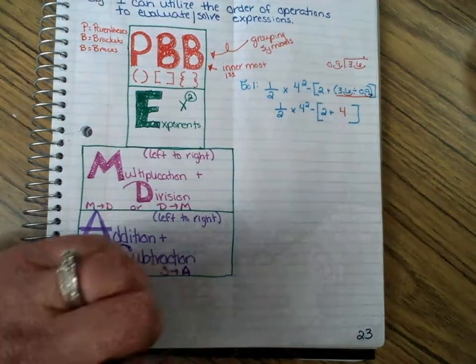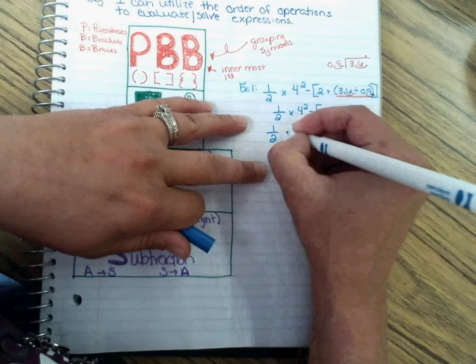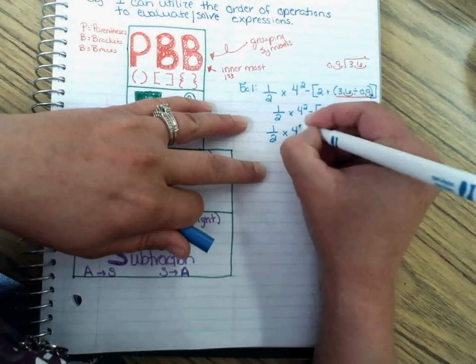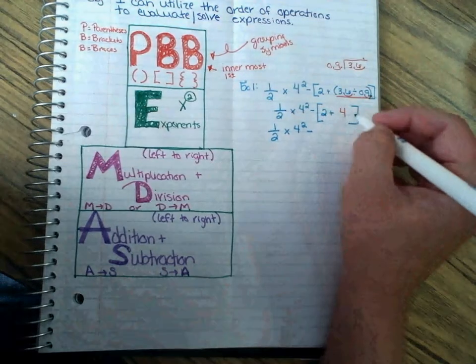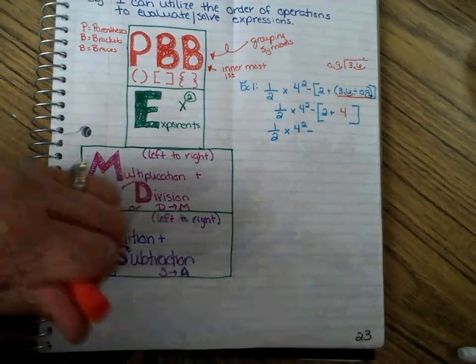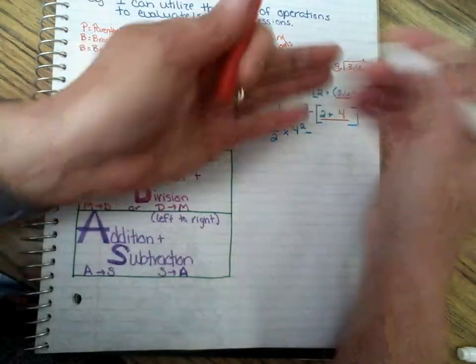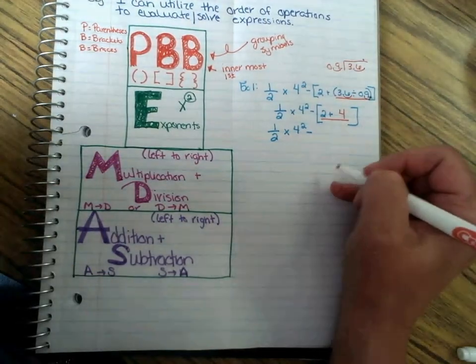I still do, so I've got to solve for these. Once again, I come back and I rewrite my problem. I have 1/2 times 4 to the 2nd power minus... Now, when I solve this, and I should have underlined it, I apologize, because this is the next part I have to solve. When I solve this, I can get rid of my brackets because I'm going to fill in the blank.